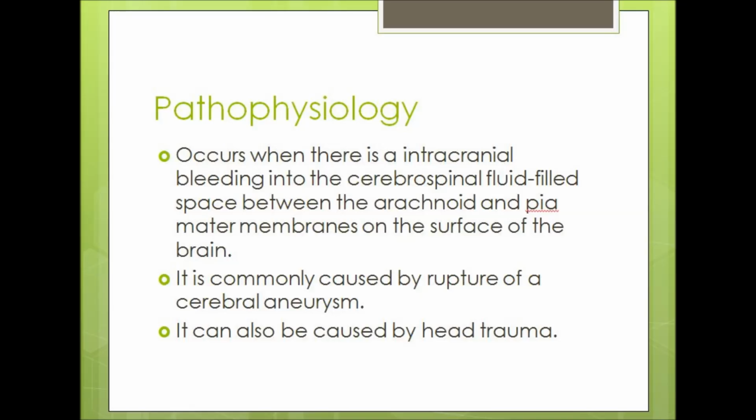Pathophysiology of subarachnoid hemorrhage. It occurs when there is an intracranial bleeding into the cerebral spinal fluid filled space between the arachnoid and pia mater membranes on the surface of the brain. It is commonly caused by a rupture of a cerebral aneurysm, and it can also be caused by head trauma.